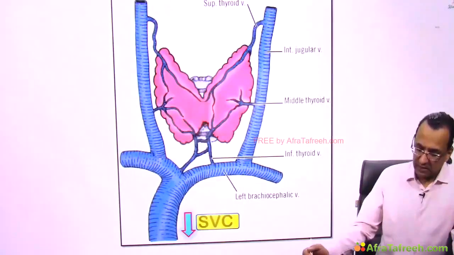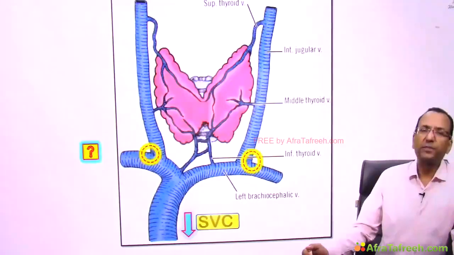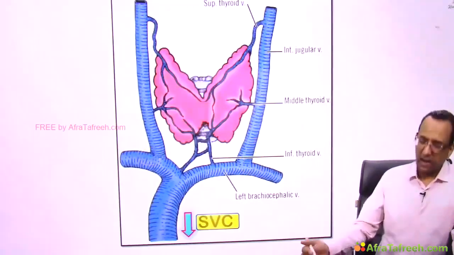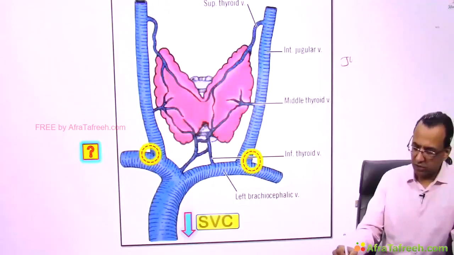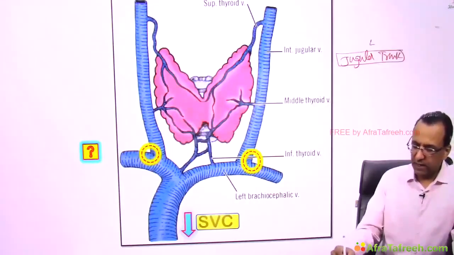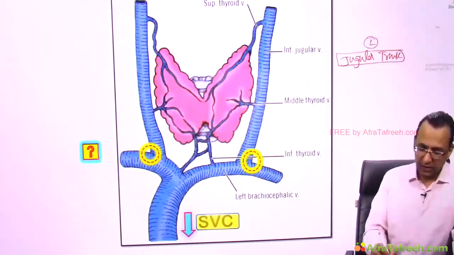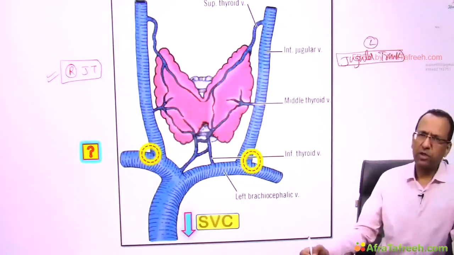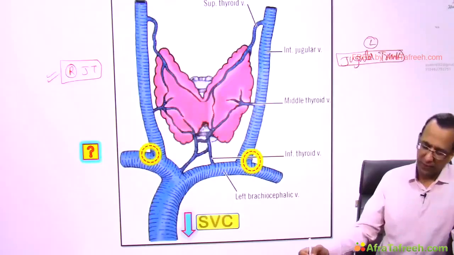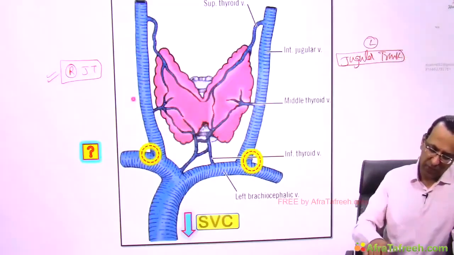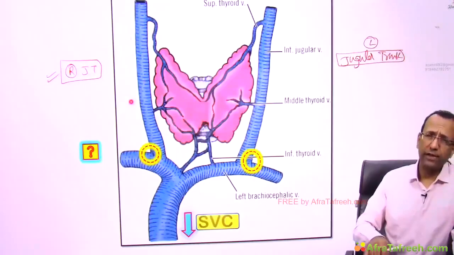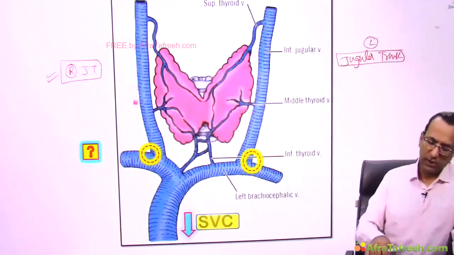Now you will see that there are some lymphatic drainage channels in the head and neck, and they are called the jugular trunk. So there will be a jugular trunk on the left side, and a jugular trunk on the right side. Why are they called jugular? Because lymphatics follow veins. Lymphatics follow the external jugular vein and also the internal jugular vein.